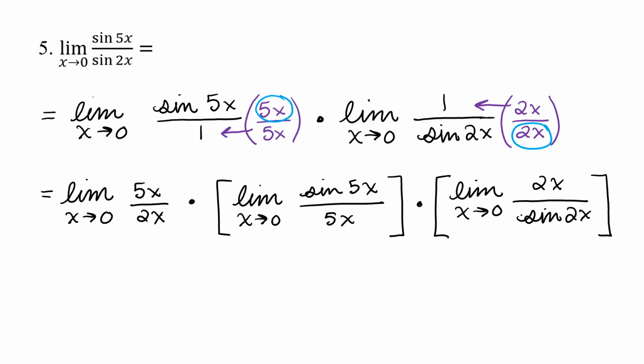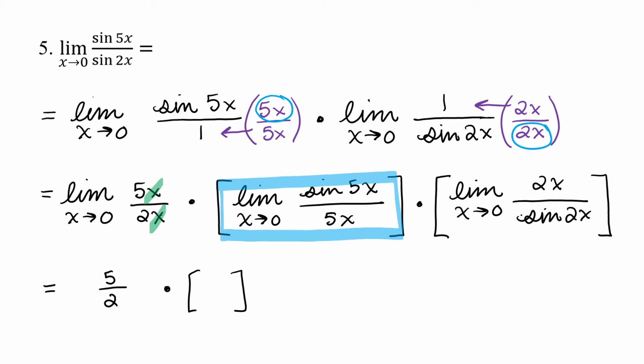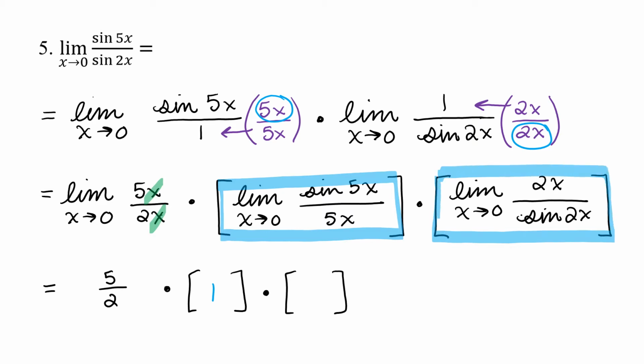When we look at the limit as x approaches 0 of 5x over 2x, our x's will divide out, so this limit will be equal to 5/2 times the limit as x approaches 0 of sine of 5x over 5x, which is one of those known limits, times the limit as x approaches 0 of 2x over sine of 2x, which is another known limit that also evaluates to 1. So we have 5/2 times 1 times 1, which is equal to 5/2. So that is what our limit evaluates to.